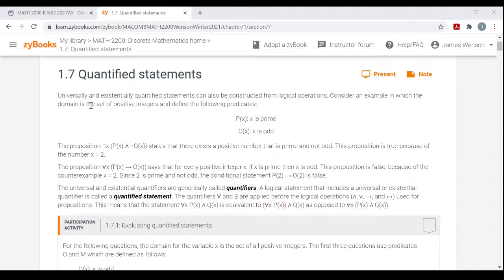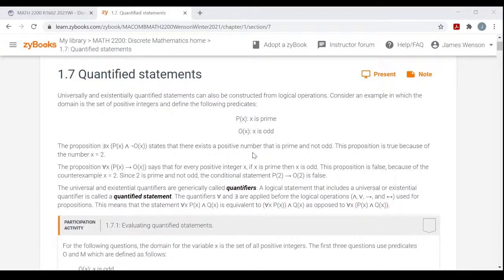Consider an example in which the domain is a set of positive integers and define the following predicates. So the predicate P of x is the statement x is prime, O of x is the statement x is odd. So then we can combine predicates now with, again, these logical operations. Then the proposition, remember this backwards E symbol means there exists, or there is at least one, right? There exists an x, where x is representing some positive integer. So there exists a positive integer such that, and then you see in parentheses here the whole statement after this is true, such that x is prime and not odd, right? Negation. So there exists a positive integer that is prime and not odd.